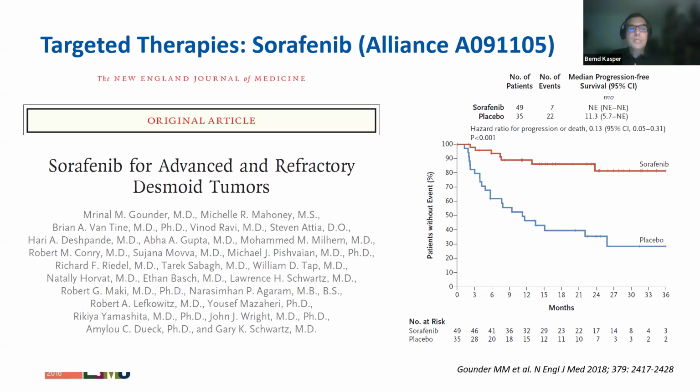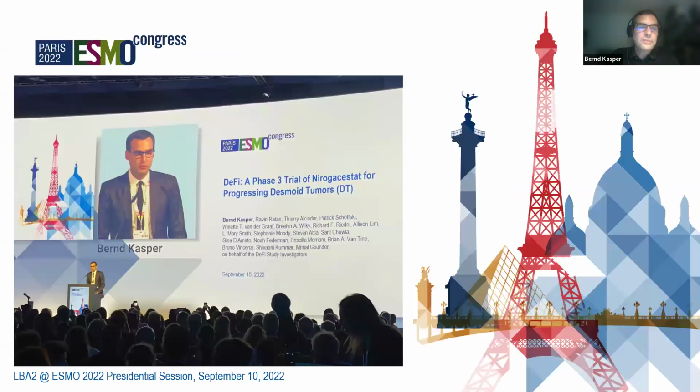The next few slides are actually about nirogacestat. So at some point, we found out that gamma secretase inhibitors, which is interestingly a drug which was initially used for a completely different disease 20, 30 years ago, gamma secretase inhibitors were developed or have been used for Alzheimer's disease. And more or less by chance, we found out that there was a kind of activity for desmoid tumors, and we performed at the end this phase 3 trial with this gamma secretase inhibitor called nirogacestat for progressing desmoid tumors.